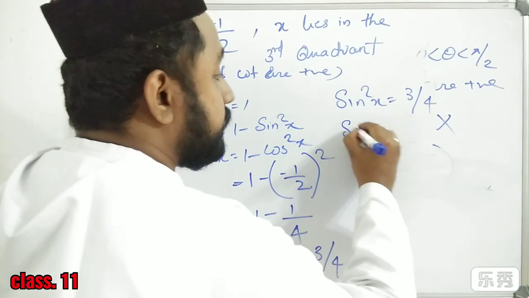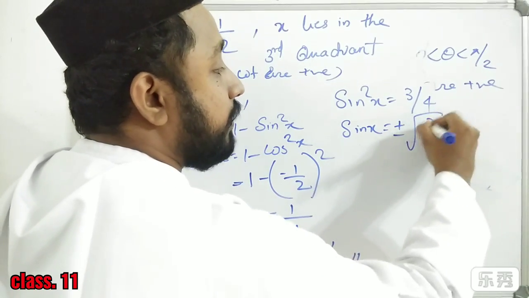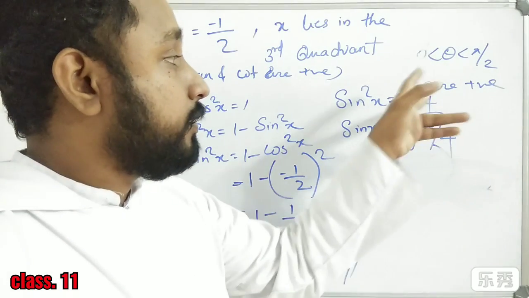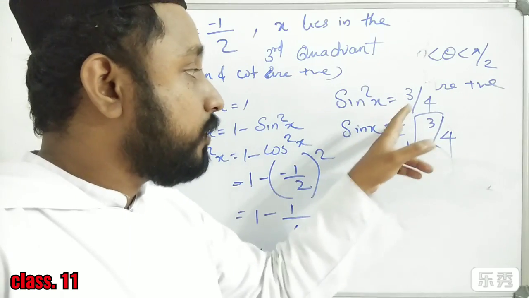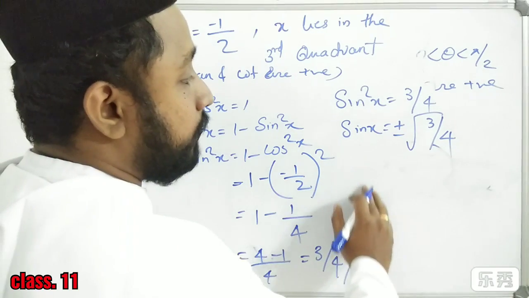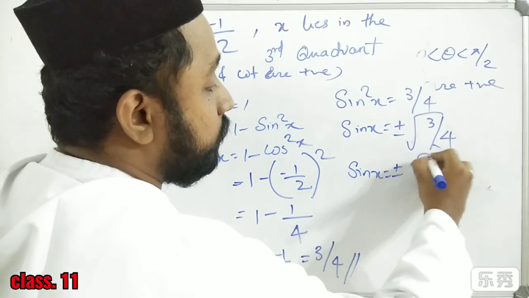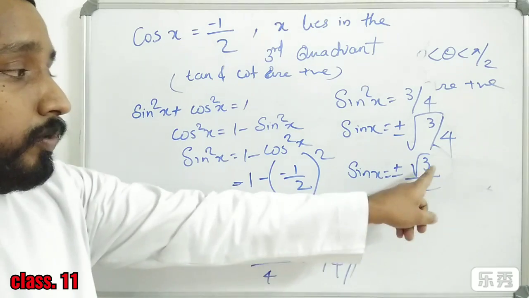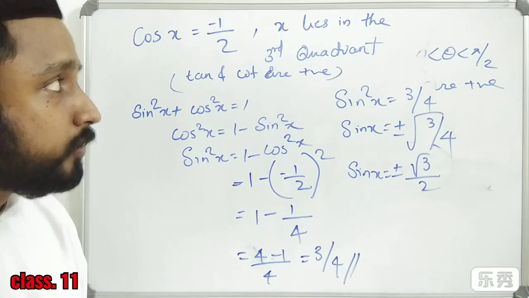So sin x is equal to plus or minus root of 3 by 4. Plus root 3 by 4 squared is 3 by 4, and minus root 3 by 4 squared also is 3 by 4. So sin x is equal to plus or minus root of 3 by 4. The root of 4 is 2, so only the numerator keeps the root: root 3 by 2. Sin x is equal to plus or minus root 3 by 2.